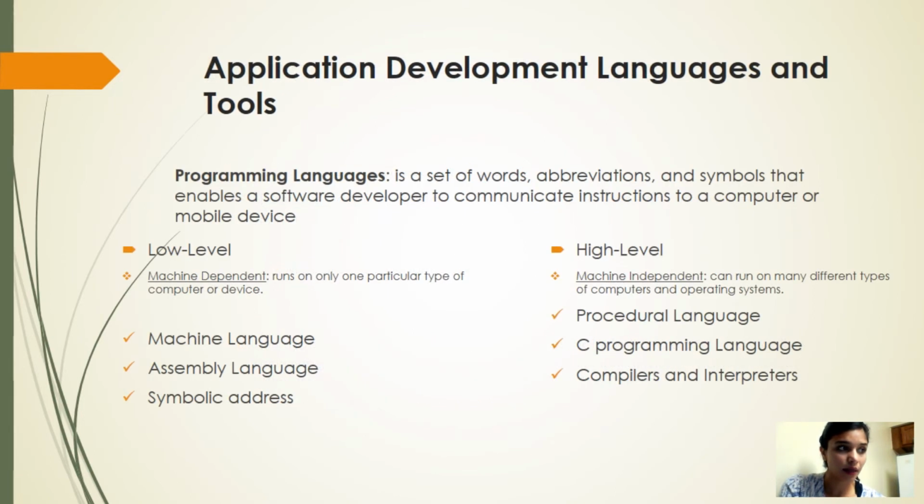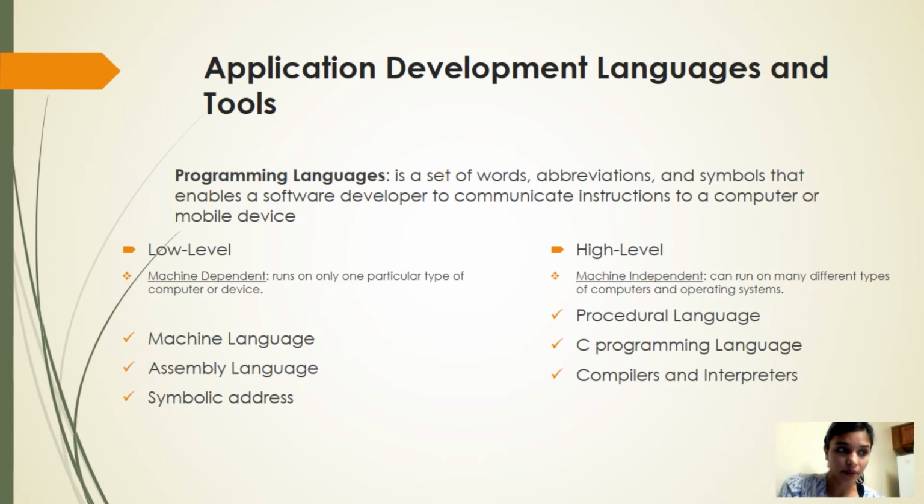And then we have the programming languages, which are a set of words, abbreviations, and symbols that enables a software developer to communicate instructions to a computer or mobile device. There is a low level and the high level. On the low level, it's machine dependent, which means it runs only on one particular type of computer device. And the high level is machine independent, which can run on many different types of computers and operating systems. The low level consists of machine language, assembly language, and symbolic address.